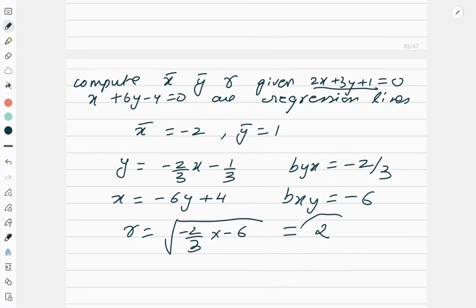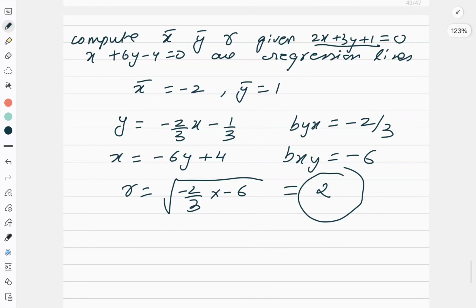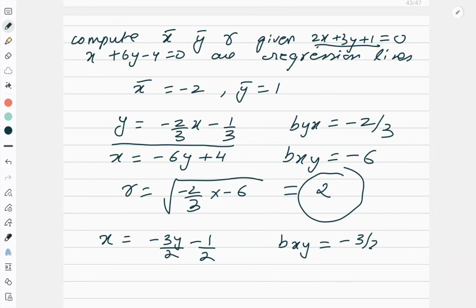But see, here is a blunder. If r is 2 and it is more than 1, this value of r is not acceptable. It means the equation which I assumed is the equation of y on x is actually x on y. So in this case, from the first equation, as I found y, now you should find x. So let us redo it. So x is equal to minus 3y minus 1 upon 2. So now bxy is equal to minus 3 by 2. If you observe, it is just the reciprocal of the earlier value.